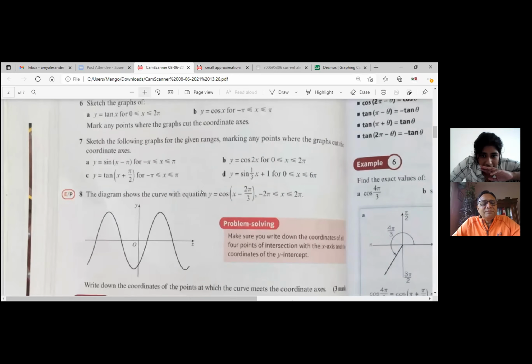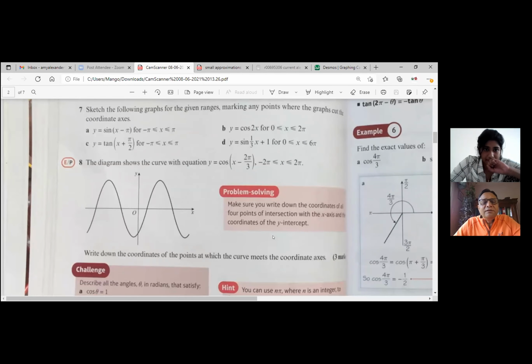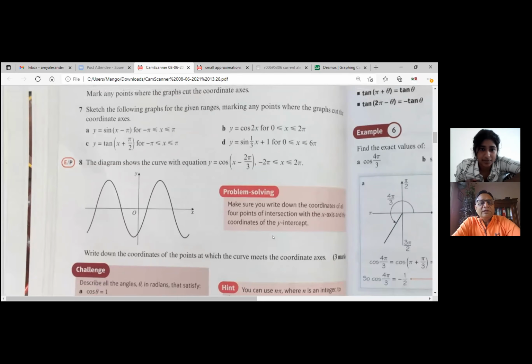And just the last one would be 8. Now you can share that question again. I don't know what that question was. Yeah, no worries. So, this one. Let me see if I can make it bigger. Okay. What is the question? Please read question number 8.